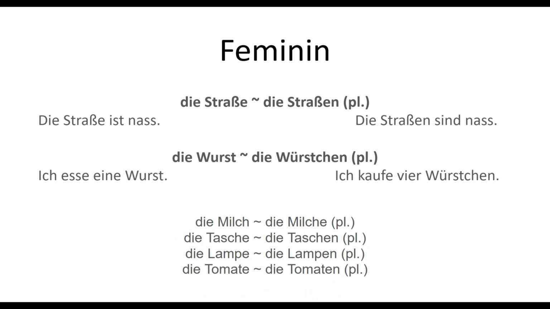Moving on to the feminine forms. Die Straße, die Straßen. The street, the streets. Die Straße ist nass, the street is wet. Die Straßen sind nass, the streets are wet.